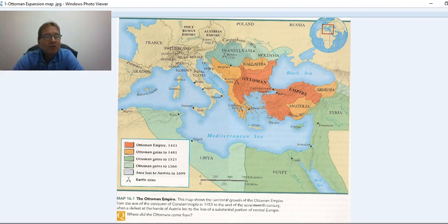Hello again, HI 122. In this video I'm going to go over some of the topics in chapter 16, and the first question we're talking about here is explaining the expansion of the Ottoman Empire, and this is a nice map that shows you the height of Ottoman expansion in the beginning of the 16th century.